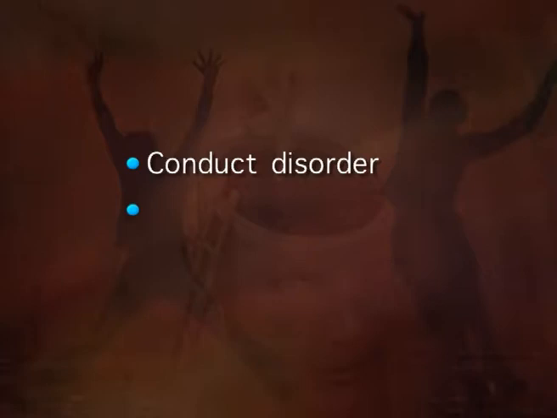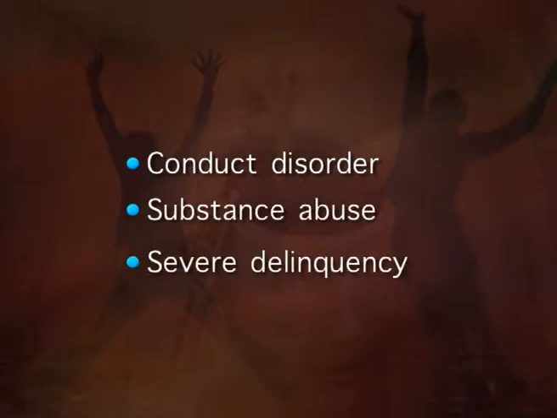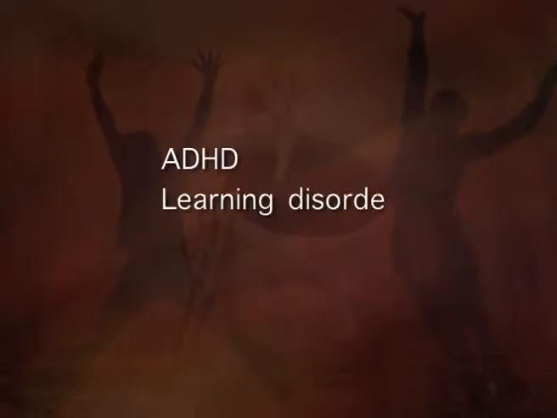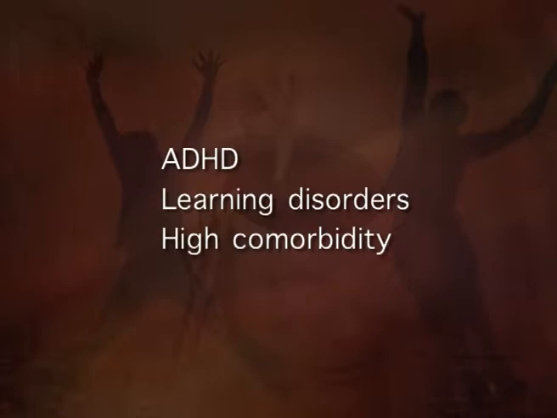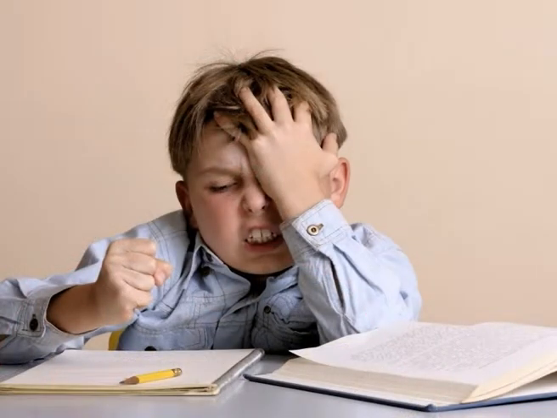Oppositional defiant disorder may be a precursor to other more severe problems such as conduct disorder, substance abuse, and severe delinquency. This is the reason why children with oppositional defiant disorder need to be assessed for the presence of ADHD and learning disorders, as they have high comorbidity. It is also important to diagnose and treat any co-occurring illnesses because they can create or worsen irritability and defiance if left untreated. Roughly half the children with attention deficit or hyperactivity disorder have oppositional defiant disorder too.